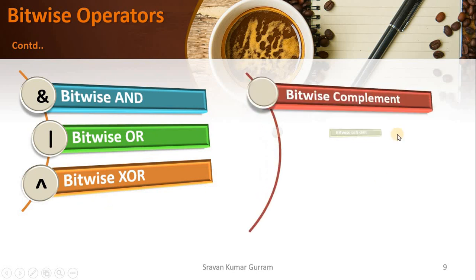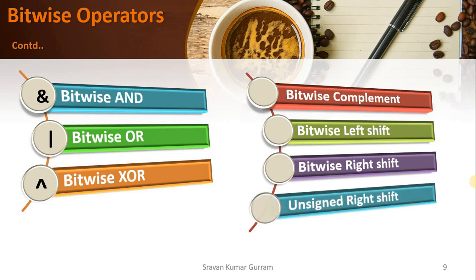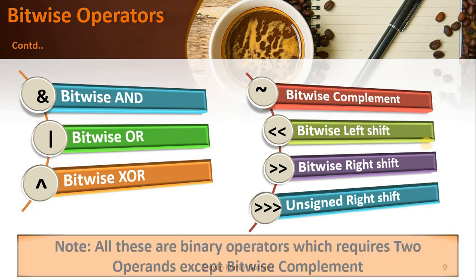And the bitwise complement operator, bitwise left shift operator, bitwise right shift operator, and unsigned right shift operator. The symbols are: the tilde symbol to represent bitwise complement, two less-than symbols for the left shift operator, two greater-than symbols for the right shift operator, and three greater-than symbols for the unsigned right shift operator. This is the complete list of bitwise operators in Java. Let us discuss these one by one with the help of examples.